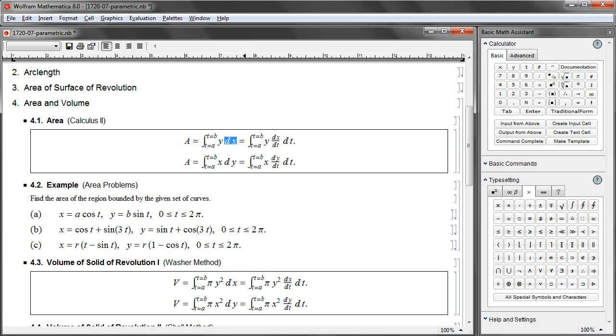Now, integral of y times dx is exactly the same formula that we use for area computation in chapter 6. Y is f of x, then we have f of x dx. But then again, by chain rule, this dx is dx/dt times dt. And eventually, we end up with a t integral, and that is for a parametric curve.